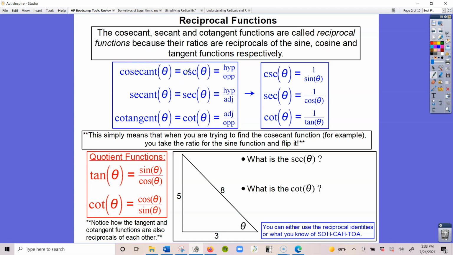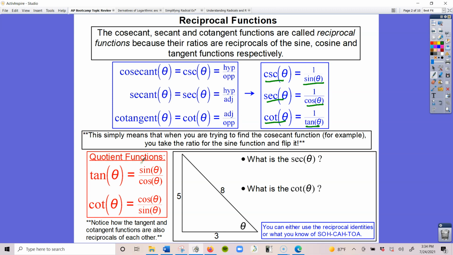Cosecant, denoted as CSC, is hypotenuse over the opposite, which is the reciprocal of sine. So cosecant and sine are reciprocals of each other. Secant, denoted as SEC, is the hypotenuse over the adjacent, which is the reciprocal of cosine. And cotangent has tangent in the name, so it's easier to remember that cotangent is the reciprocal of tangent. So instead of opposite over adjacent, it's adjacent over the opposite.